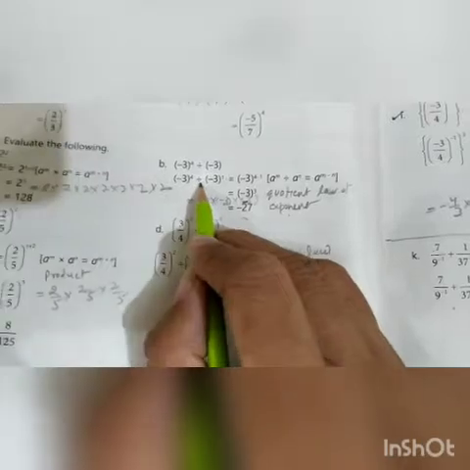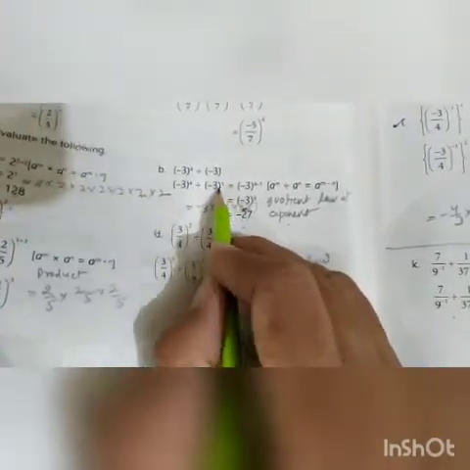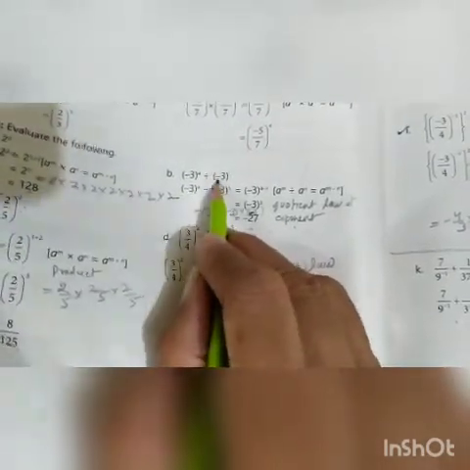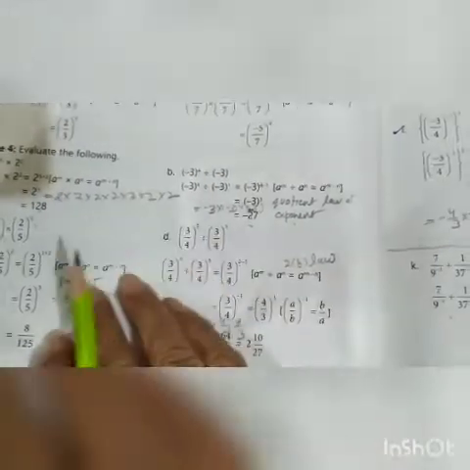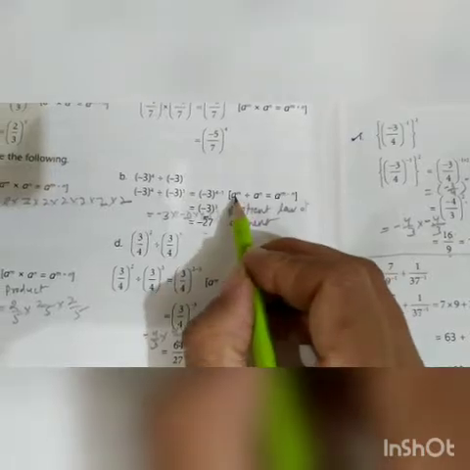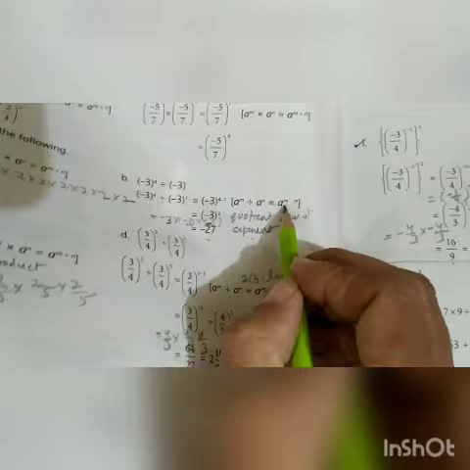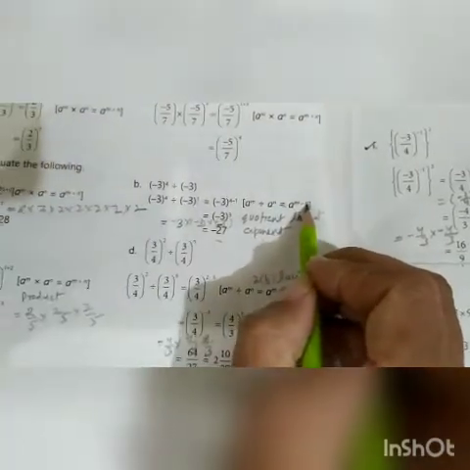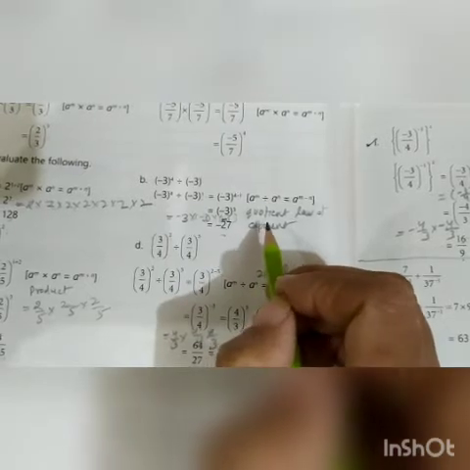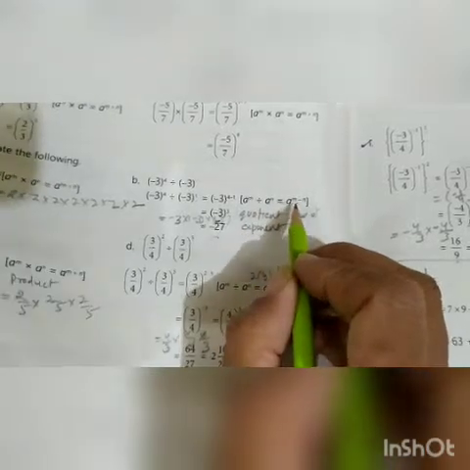Minus 3 power 4 divided by minus 3 power 1. It will be considered as power 1. This time we will not multiply these two numbers. We have to divide. So we will use the second law, the quotient law of exponent. According to this rule, a power m divided by a power n is equal to a power m minus n. When we are multiplying two numbers with the same base, we will add the powers. If we are dividing two numbers with the same base, then we will subtract the powers.